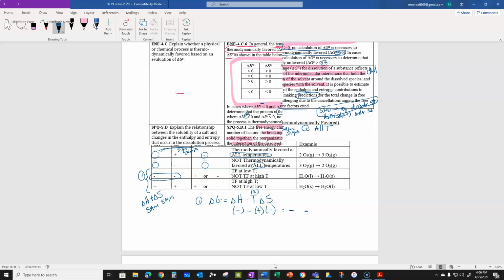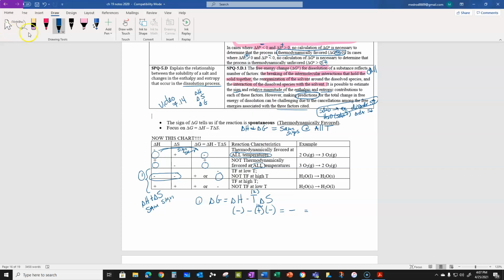We don't know if it's a high value or a low value. So if this was a low temperature number, minus whatever that H number was, that's minus, and then minus a low negative number, which means now it's going to become positive. This negative should be still a higher value, which means the answer will still be negative as long as it's at a low temperature.